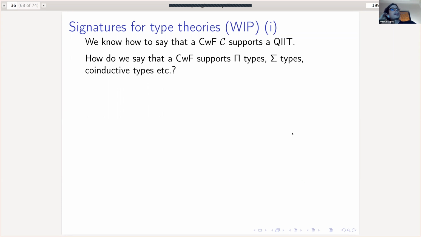So we described what it means that a model of type theory C supports a QIIT, but the QIITs are a particular kind of inductive types. So they are inductive types, but in type theory we have other types. We have pi types, sigma types, universes, co-inductive types, and so on. And does this theory of signatures approach help us in any way to describe these other type formers as well?